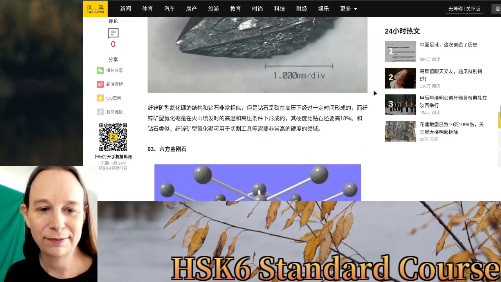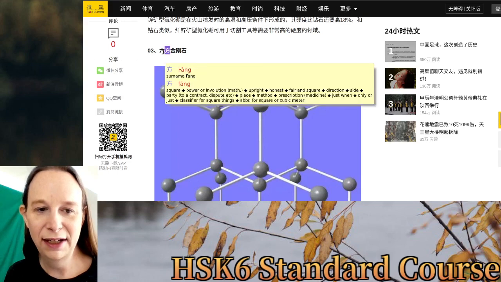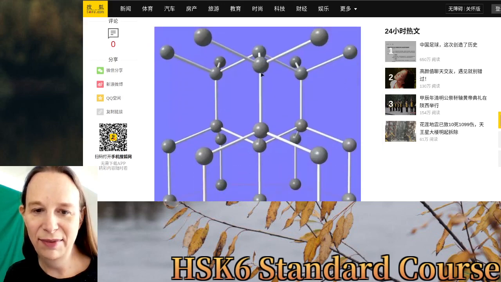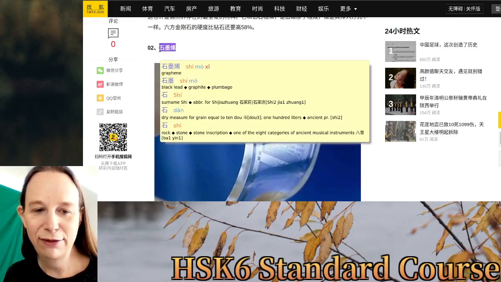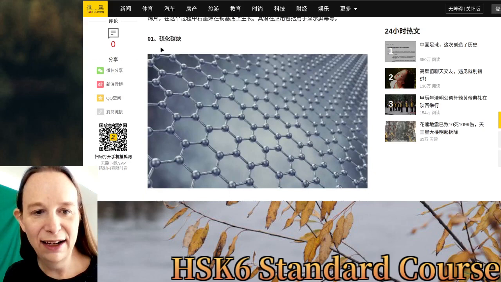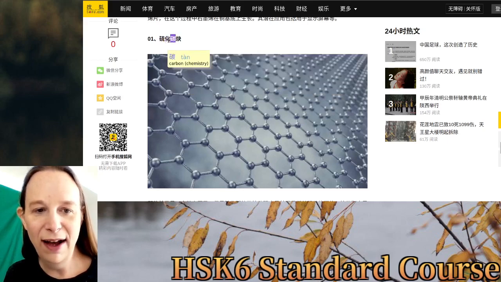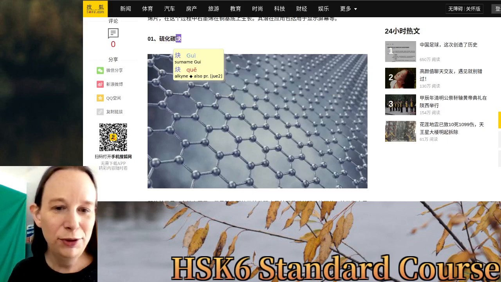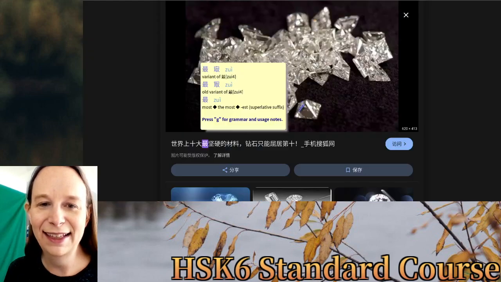Alright. This one looks theoretical, but let's see. Liu fang jin gang shi. It's a different type of diamond. Okay, 石墨烯, graphene. I don't know this one. Okay, 硫化碳, 什么? 硫化, sulfurized carbon, carbon sulfide. And this character, I don't know. 缺, alkyne? Alright. That was not very satisfying. That was like the least satisfying.